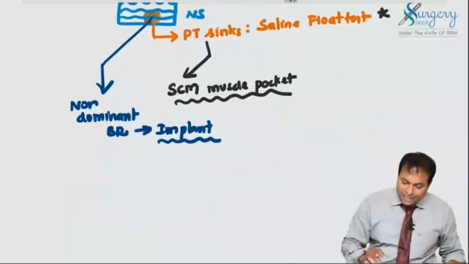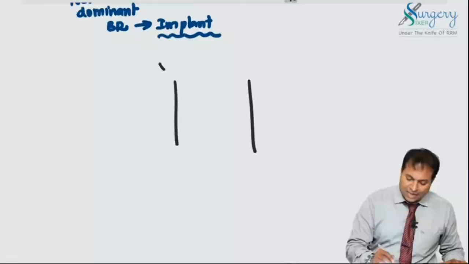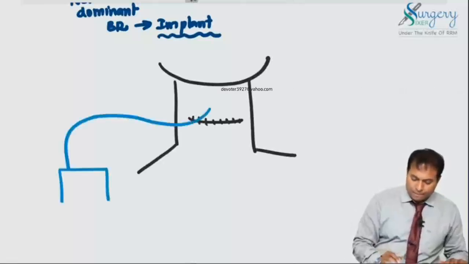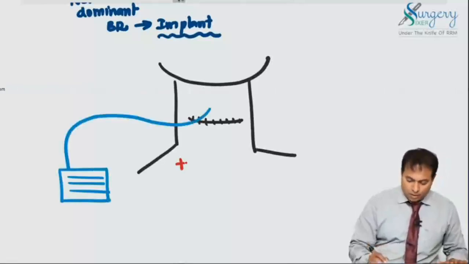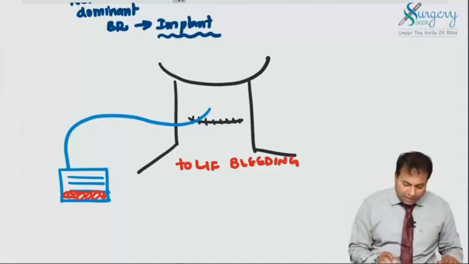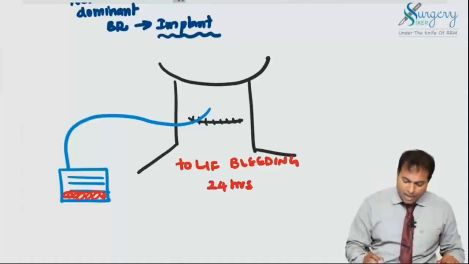Now surgery is getting completed. At the end of surgery, the latest concept is that before closing the wound, nowadays surgeons are keeping a drain. For what purpose? To look for bleeding. 10 years back, we didn't keep a drain. But nowadays we keep a drain to look for bleeding, and this drain will be retained for 24 hours.